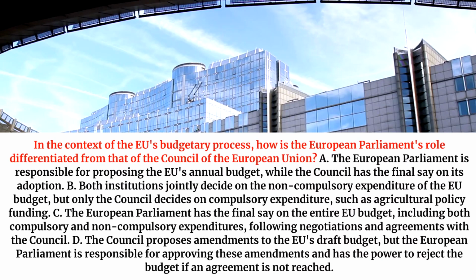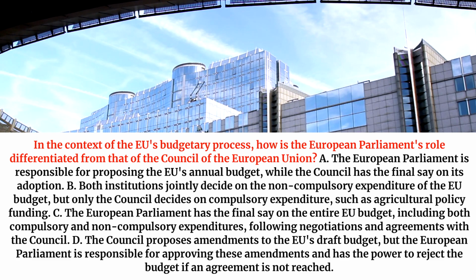In the context of the EU's budgetary process, how is the European Parliament's role differentiated from that of the Council of the European Union? A. The European Parliament is responsible for proposing the EU's annual budget, while the Council has the final say on its adoption. B. Both institutions jointly decide on the non-compulsory expenditure of the EU budget, but only the Council decides on compulsory expenditure, such as agricultural policy funding.